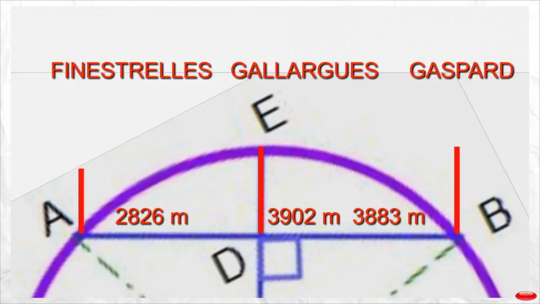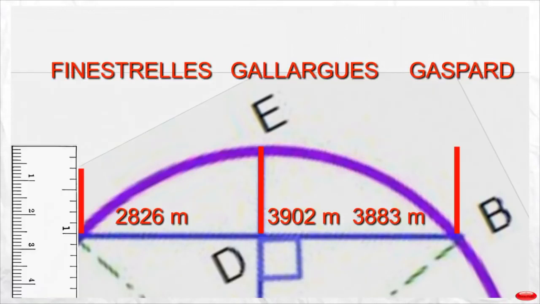The line representing Mount Fenestrelle is 73% of the height of Mount Gaspard. I've shown a ruler where 1 represents the height of Mount Gaspard. The height of Mount Fenestrelle is actually 73% of the height of Mount Gaspard. I have placed the line at 75% of the height of Mount Gaspard. This favors the globe model.